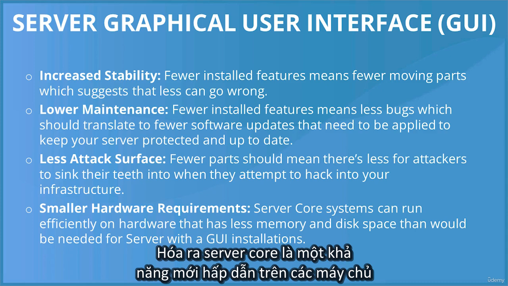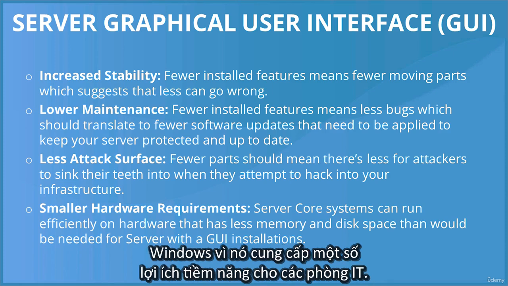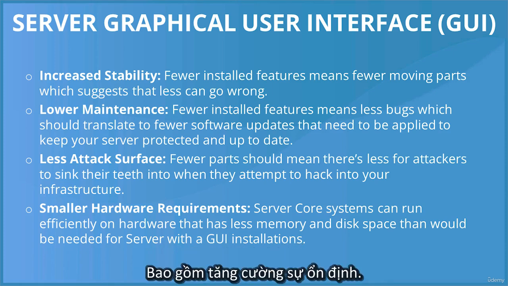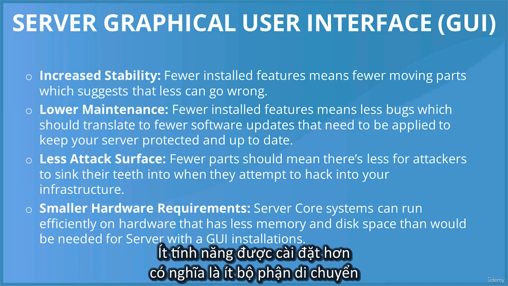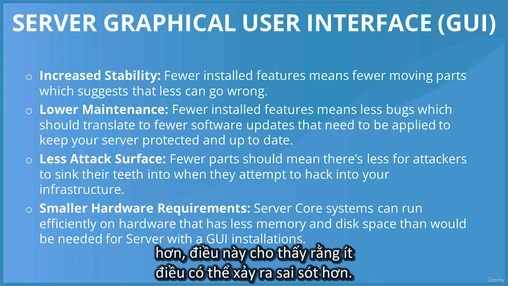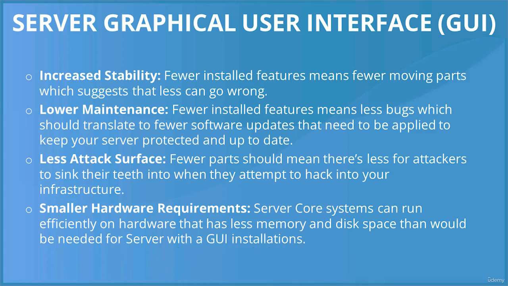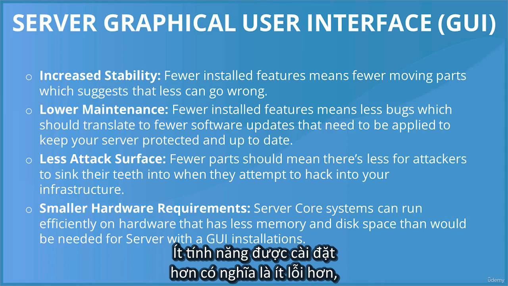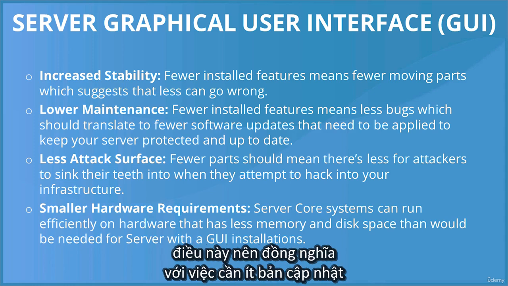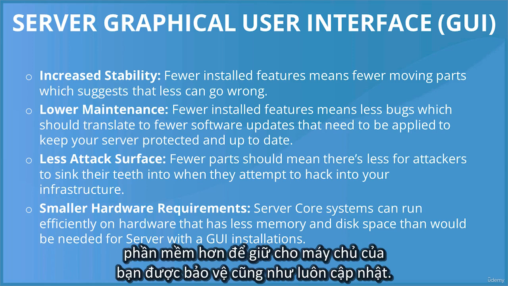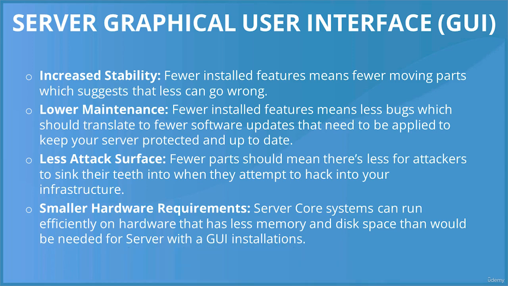Turns out, Server Core was an exciting new capability on Windows servers because it provided a number of potential benefits for IT departments, including increased stability. Fewer installed features means fewer moving parts, which suggests that less can go wrong. Lower maintenance. Fewer installed features means fewer bugs, which should translate to fewer software updates that need to be applied to keep your server protected as well as being up to date.